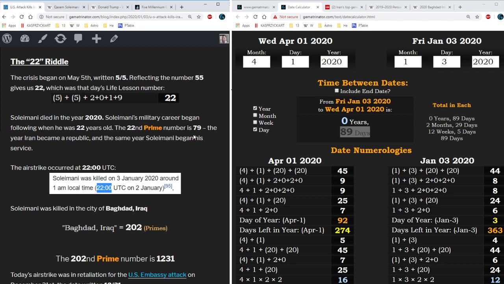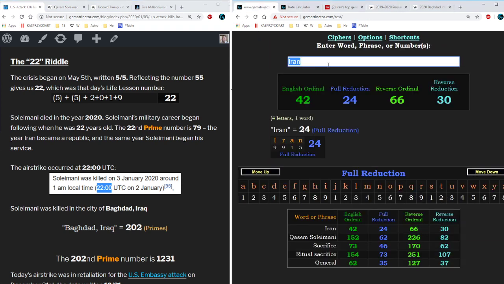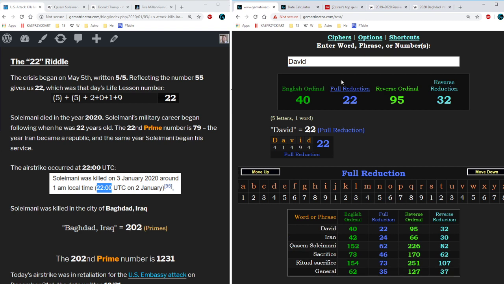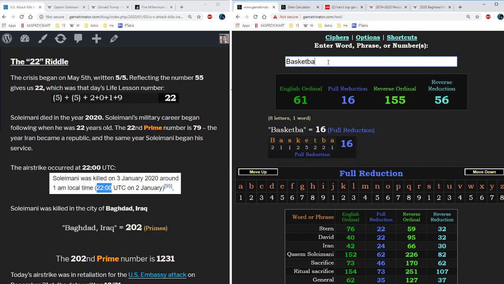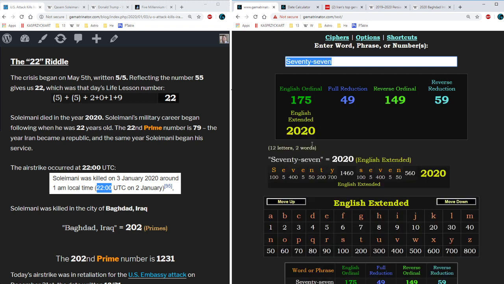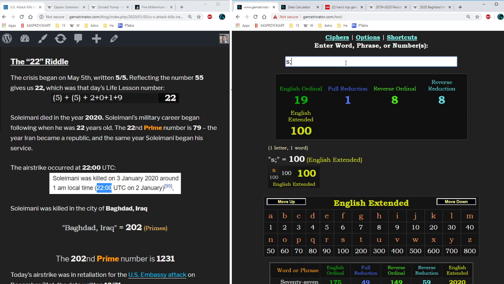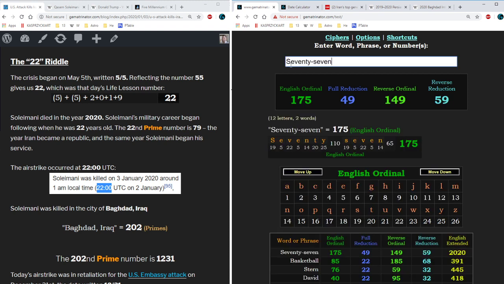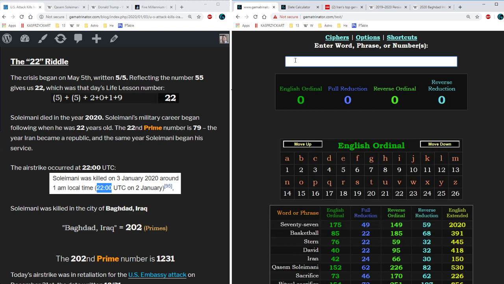Ever since we flipped the calendar over to the year 2020, the number 22 has been massively significant. Of course, I had a video on the death of David Stern on the first day of the year. David equals 22, just like Stern and basketball. He was the commissioner of the NBA, dying on the first day of 2020 at the age of 77, which sums to 2020. Stern was also born on the 22nd day of the month. So the 22 riddle carries over into this news story as well.